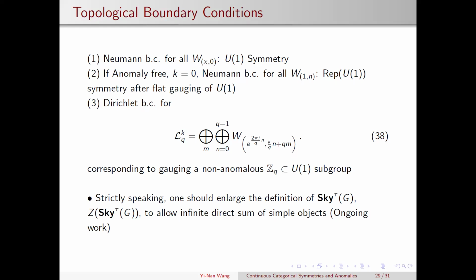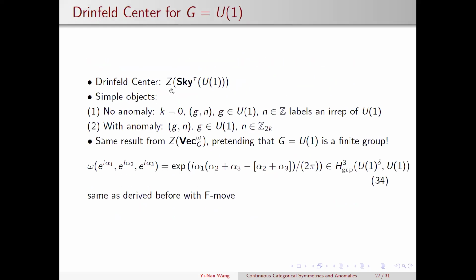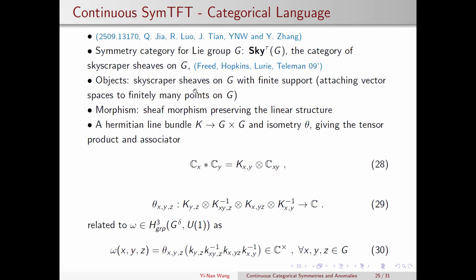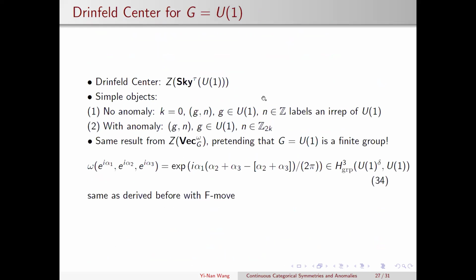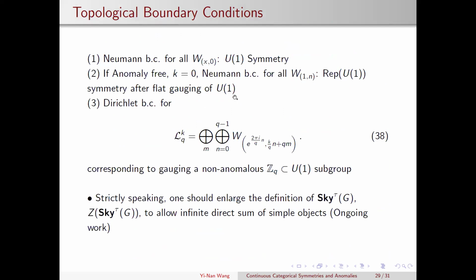Right. However, the problem is that in this definition of the Vec category, the objects are skyscraper sheaves with finite support. It only attaches a vector space to finitely many points g in G. So you cannot define an object such that you attach a vector space to all the points on U1. You imagine attaching a vector space to every point on U1, so you have a continuous infinite dimensional vector space like that.